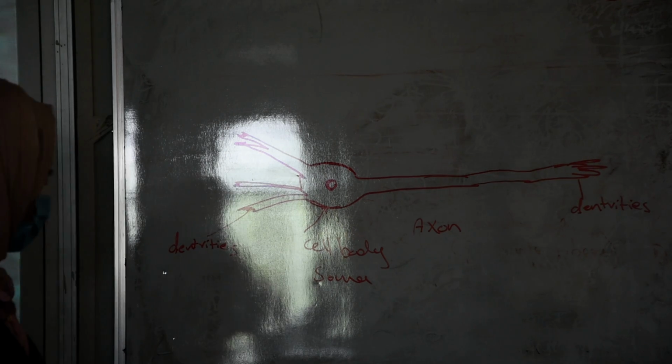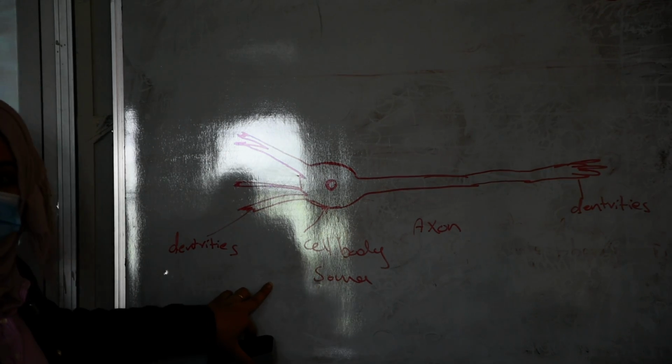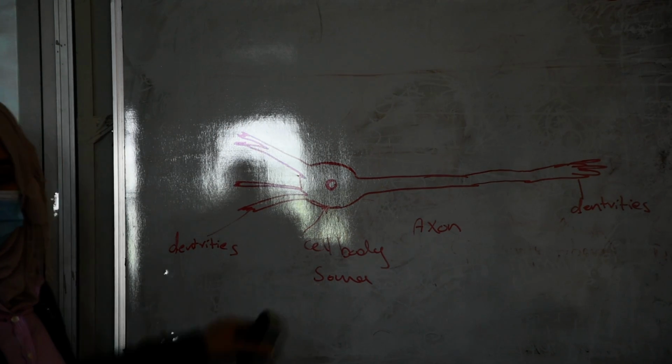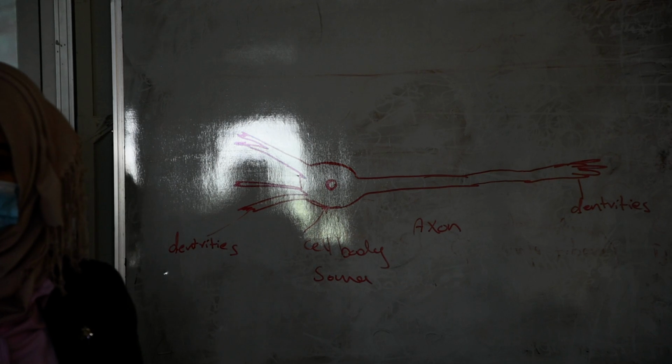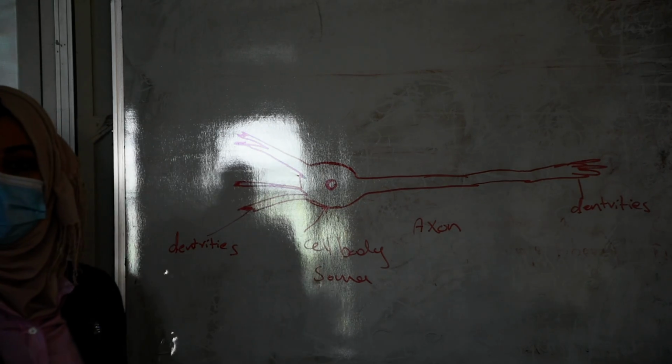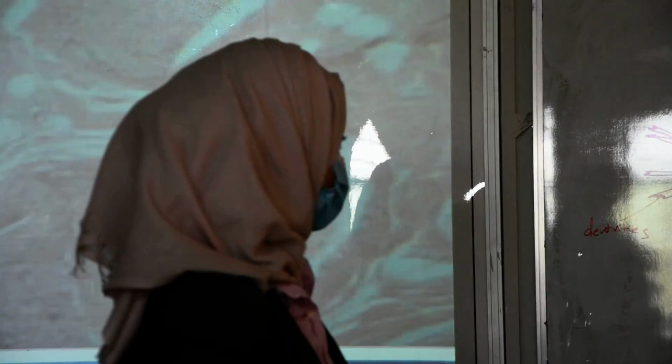So, this is the neuron, and we can classify the neuron according to its shape into unipolar, multipolar, bipolar, and pseudo-unipolar. While when we classify it according to its function, it's composed of the motor neuron, sensory neuron, and interneuron, or called intercalated neuron.